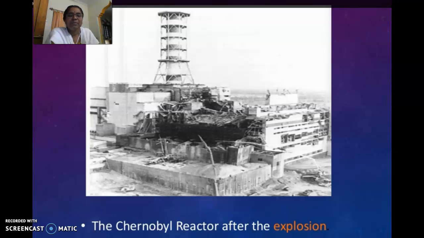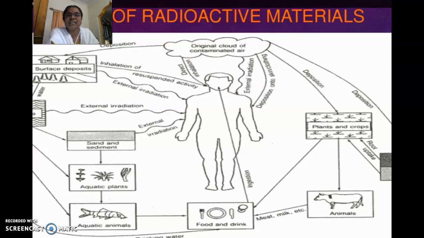This is how it looked before. The Chernobyl reactor after the explosion had taken place. It became like a desert. So what is the cycle of radioactive materials into the human body? Whatever you consume, it is everywhere. So finally, what will happen? It affects the human.